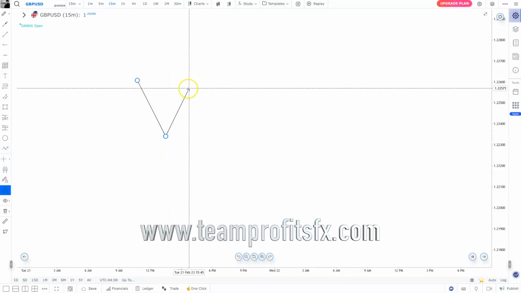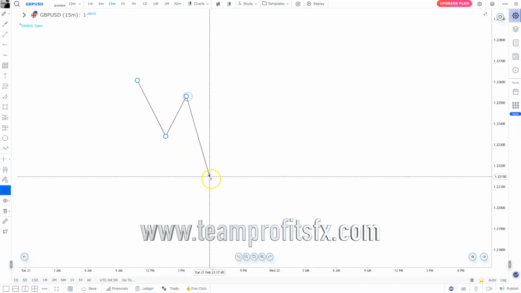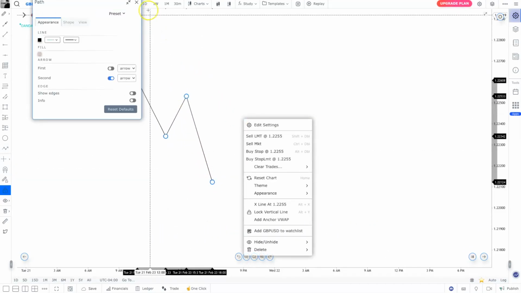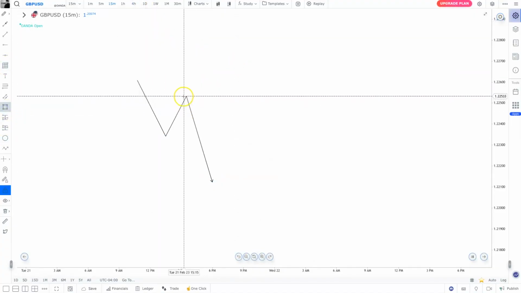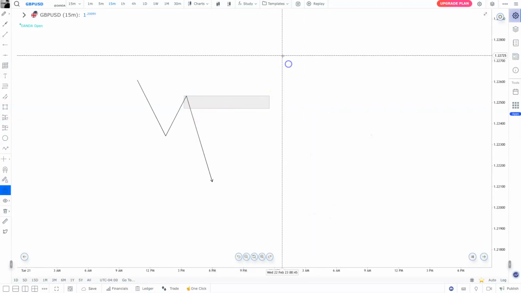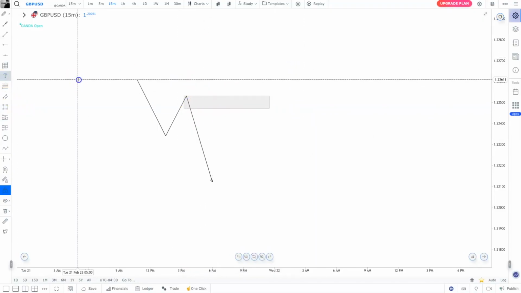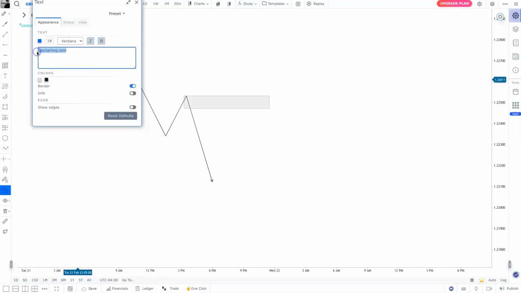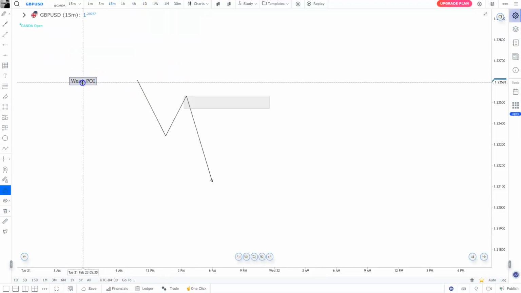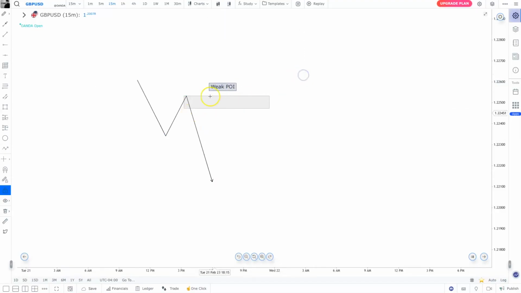For example, let's say something like this, we have a movement like this, right? You can mark this as a POI, right? But this is actually a weak, okay? It's a weak POI. All right, why is this actually a very weak POI? Because there's no liquidity, okay?